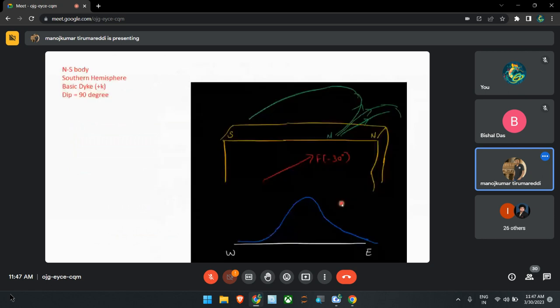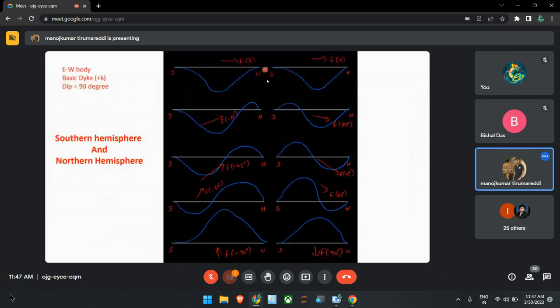But for an east-west body, we will get mirror images. See, this is the mirror image for an east-west body. So there is a conventional way to write the southern hemisphere anomalies: just write the northern hemisphere anomaly and change north here, south here. Then you will get the southern hemisphere anomaly.